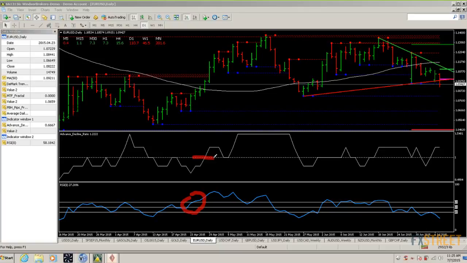So right here, you can see that the advanced decline, if it's above 1, that means price is advancing more than it's declining, which I find very interesting right now with euro on the daily time frame. Despite what's going on in Greece, it's still technically advancing more than it's declining on the daily time frame over the days. The RSI is saying no, we're going lower.